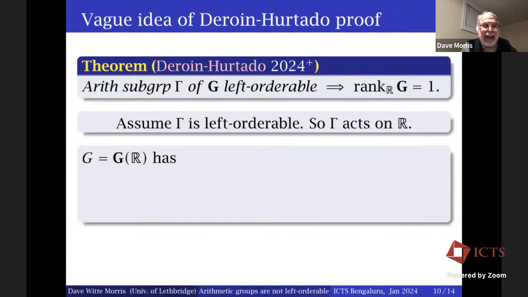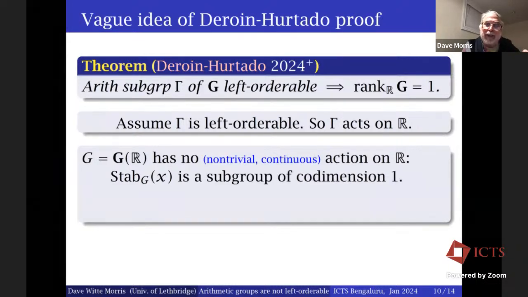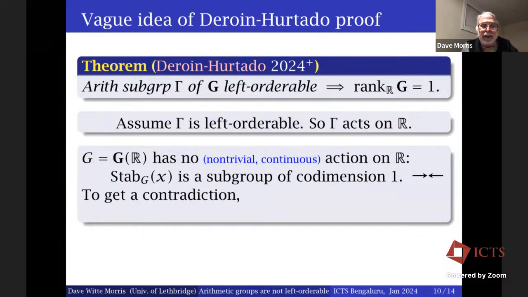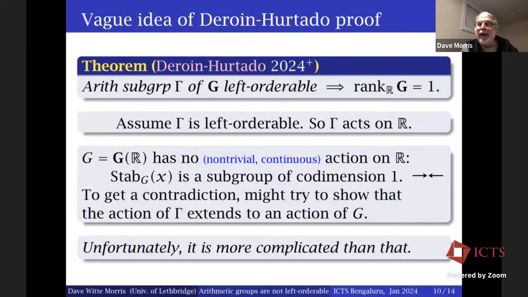It's easy to see that G does not act on the real line, at least not non-trivially. The reason is that if you look at the stabilizer of a point, we're in a one-dimensional space, so the orbit is one-dimensional. That means the stabilizer has to be a subgroup of codimension 1. And that's a contradiction in higher rank; in fact, SL2R is the only simple Lie group that has a subgroup of codimension 1. So one way to try to prove this theorem, and I did try to prove it this way, is to show that the action of gamma extends to an action of G. That would give a contradiction immediately. Unfortunately, nobody has figured out how to make that argument work. So the actual proof is more complicated, but it's the same idea.